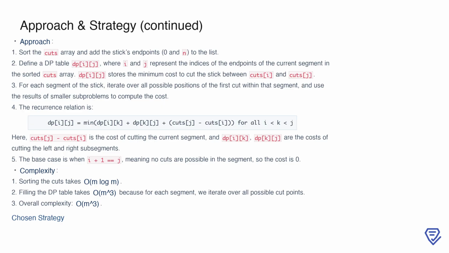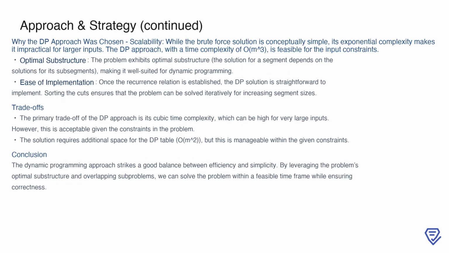In terms of complexity, sorting the cuts array takes O(m log m), while filling the dp table takes O(m cubed), as we iterate over all segments and all possible cut positions within each segment. Overall, the time complexity is O(m cubed), making this approach much more efficient than brute force. The dynamic programming approach was chosen because it offers a scalable solution. While the brute force method is conceptually simpler, its exponential time complexity renders it impractical for larger inputs.